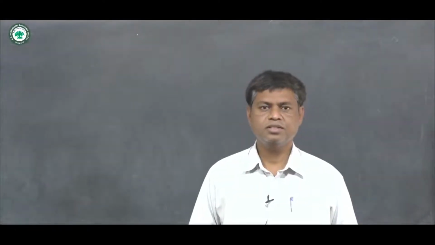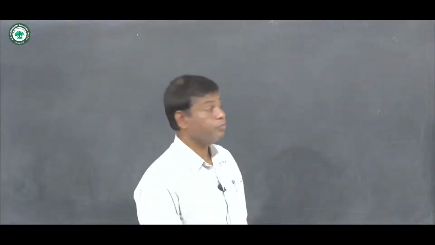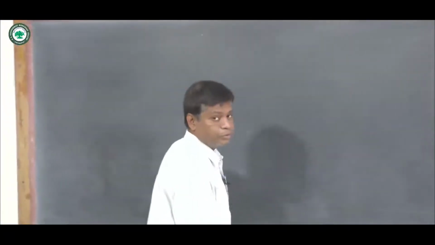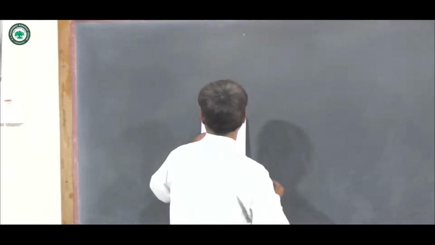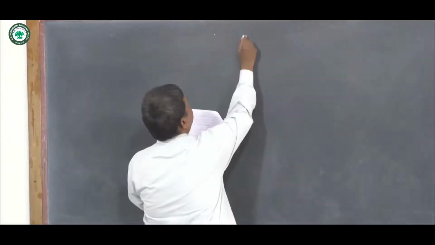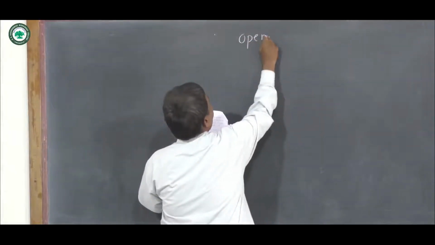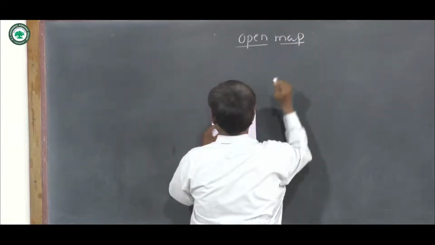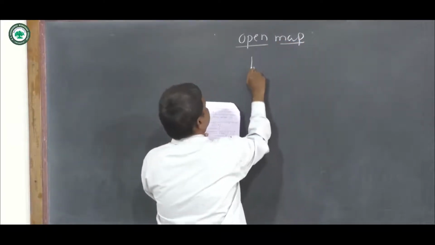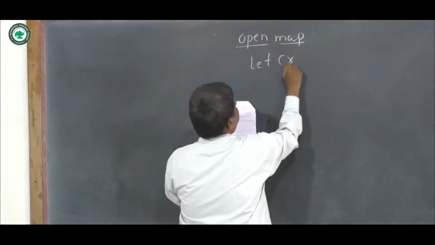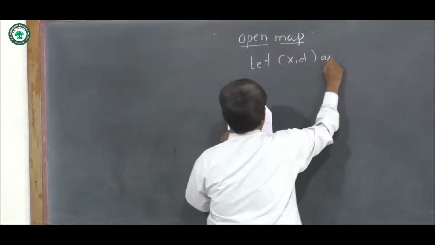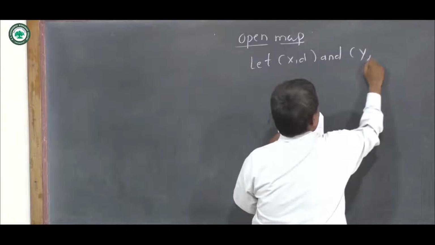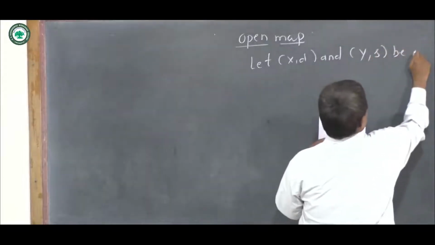Welcome students. Now we are going to see the concept of homeomorphism, but before that we are going to see this definition, the definition of an open map. So the definition is that let (X, d) and (Y, ρ) be metric spaces.